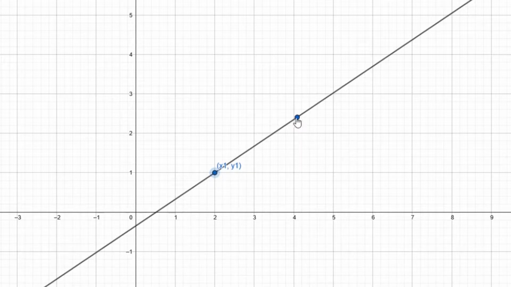Now my other point, I don't really care exactly where that is. That could be any point at all, so long as it's on this line. So because I don't care exactly about its coordinates, we're going to give it just the coordinates x, y, representing the x and y coordinates of any other point on the line.